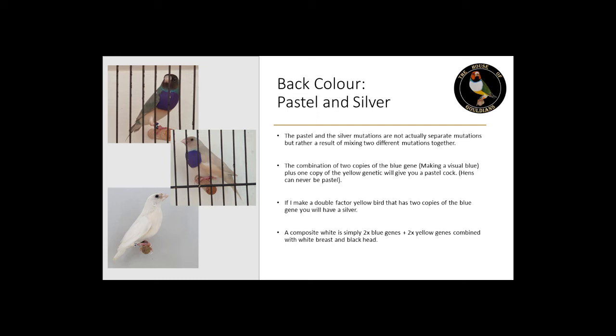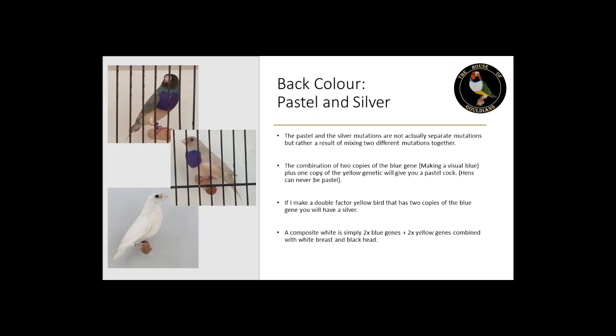The silver, however, would be 2 copies of both. So in other words, 2 copies of yellow and 2 copies of blue. In the case of the cock birds, that would give you a silver. In the hen birds, it would obviously only take a single copy of yellow to give you a silver, due to the reasoning explained before, that it's a sex-linked gene in terms of the yellow.